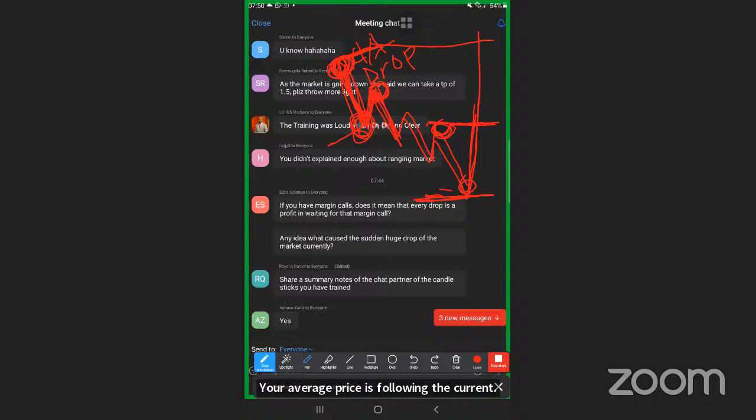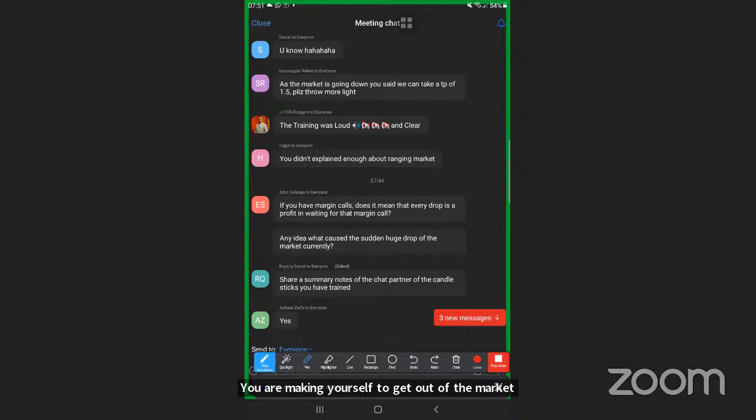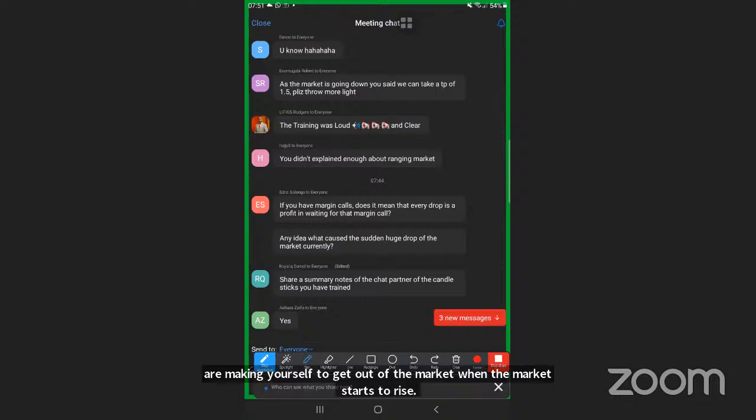So anytime the market starts to reverse, you don't stay longer in the market. But if you were not buying, when the market started to move from here, the market needed to come up to where you were at this level. Do you understand? So when you are buying downward, you are making yourself get out of the market quicker when the market starts to rise. That is about margin calls when you are trading with margin calls.